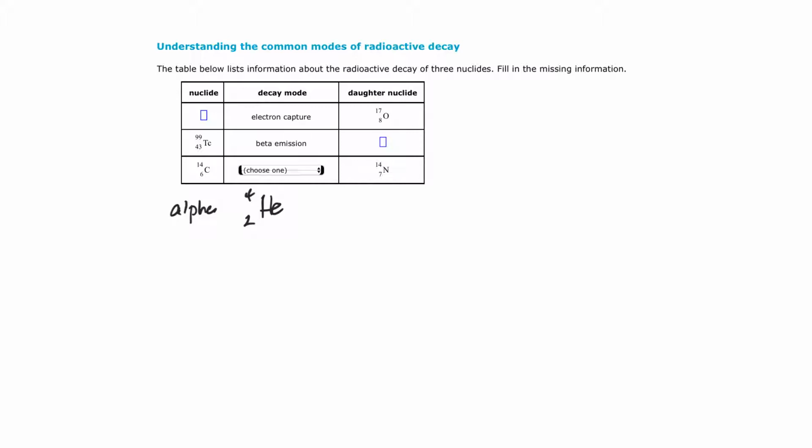So let me just write that down and then we'll do it together. Your Z drops 2 as it goes from left to right. Z drops 2 and your mass drops 4.